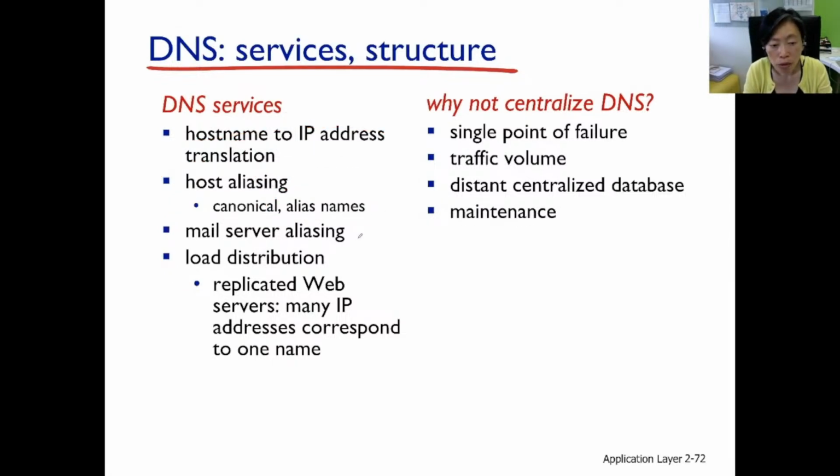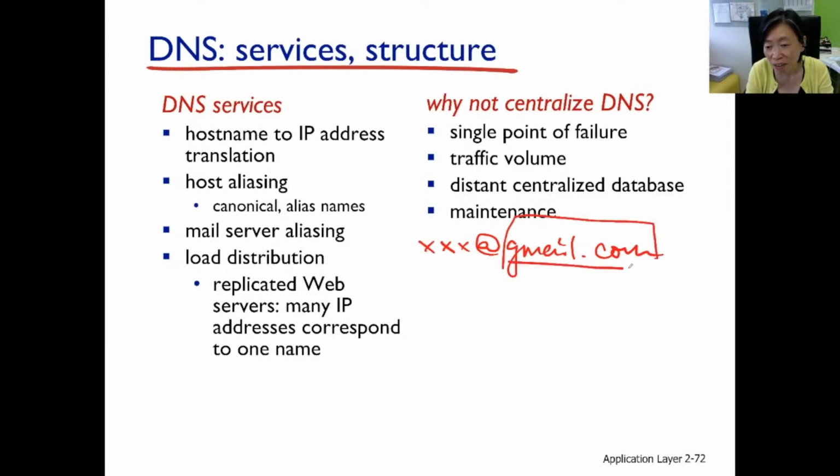Second, mail server aliasing, right? I mean, you must have one of these Gmail accounts. If your friend is sending email to your Gmail account, your friend's mail server will need to know who's your mail server. So who's Gmail's mail server? This thing actually looks very general. It's in fact a domain name, not quite a host name.